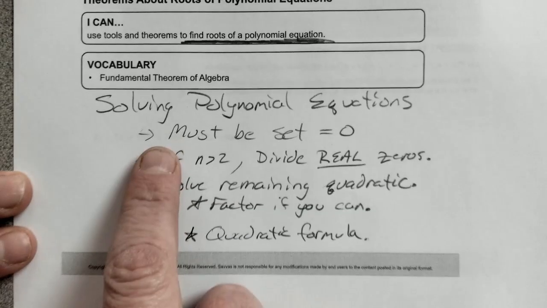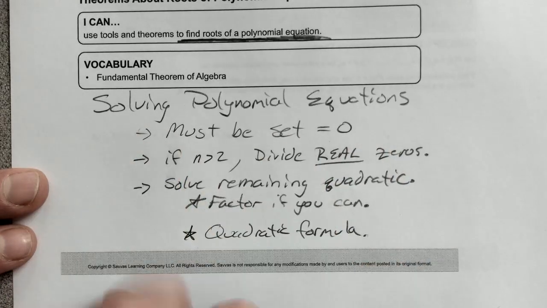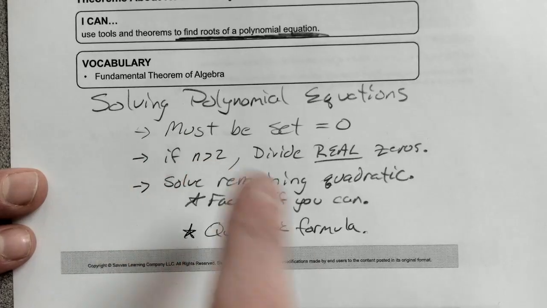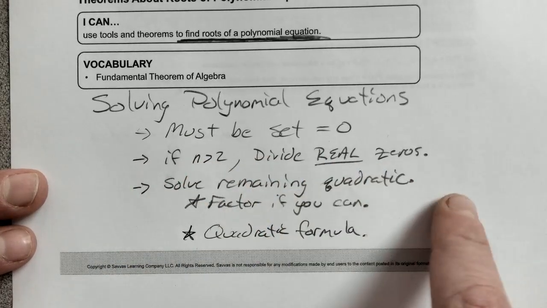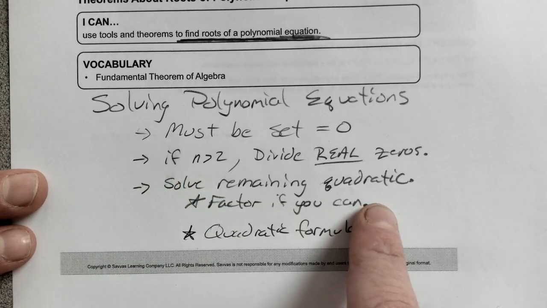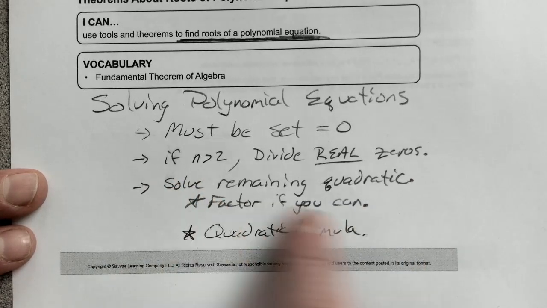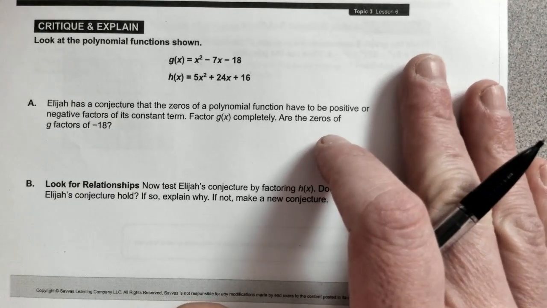So, just quick review. Solving polynomial equations has to be set equal to 0 first. If the degree is greater than 2, we're going to divide out any real zeros. After we divide out real zeros, we're going to have a quadratic left over that you have to solve. And remember, solving quadratics, you factor if you can, and if you cannot factor, you have to use the quadratic formula.